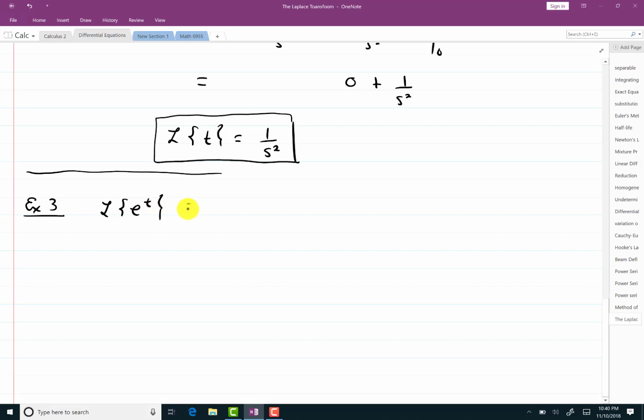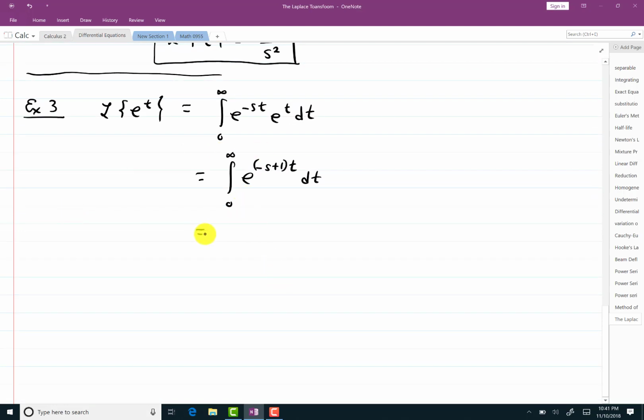Laplace transform of e to the t. That's the integral from 0 to infinity, e to the negative st times e to the t dt. Of course, these have the same base, so I can add the exponents: 0 to infinity, e to the negative s plus 1 t dt. And let me go ahead and integrate. I've got to be careful. I don't know much about s just yet. I get 1 over negative s plus 1, e to the negative s plus 1 of t.